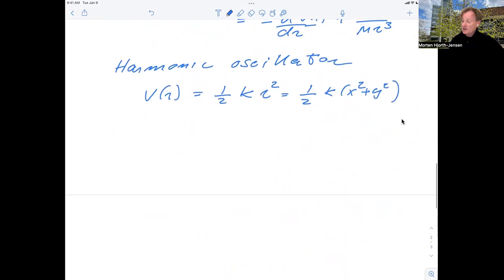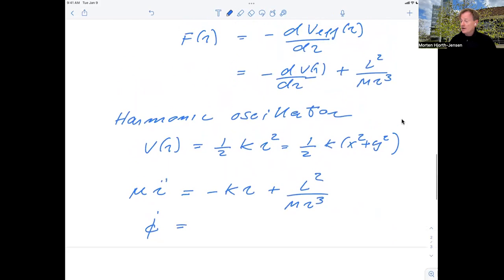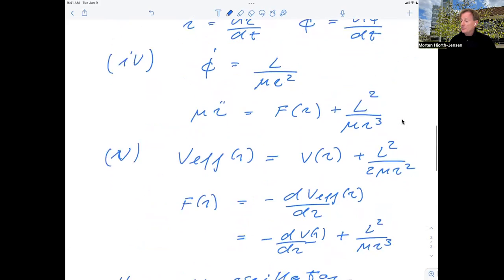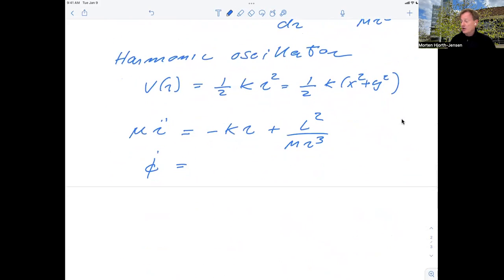So what we would get in this case is that we would have a mu of r double dot, which is simply given by minus k times r. And then we would have this additional term, which goes like L squared divided by mu of r cubed. In addition, we have another differential equation which we need to solve, which is due to the fact that the angular momentum is conserved. And this is given simply by L divided by mu, the reduced mass, and r squared.